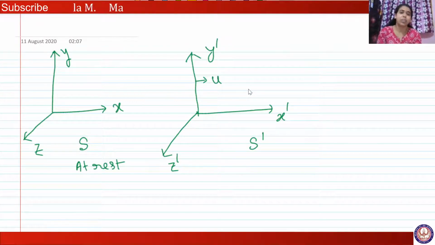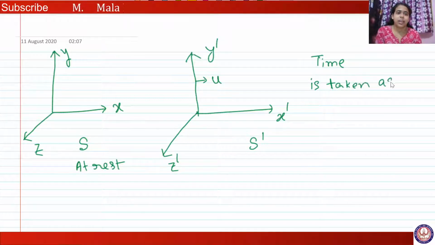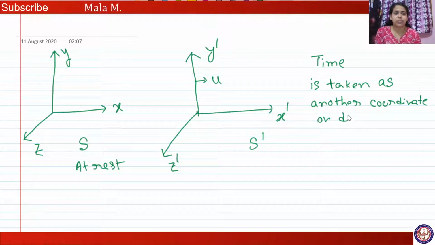will take another coordinate, time. So, time is taken as another coordinate or dimension. So why time? If we talk about any event occurring at any point in space, say at this point P some event is occurring.